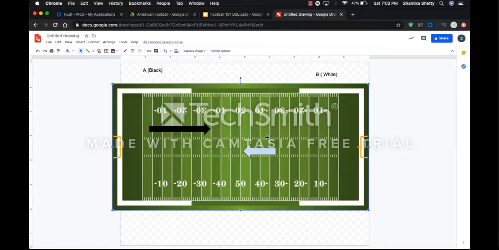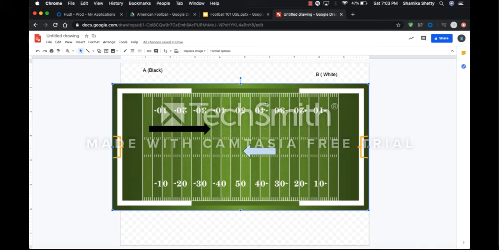They will stand in position. The ball will be here. Behind the center, there will be the quarterback and the other offensive players. In front of this line, you will have the defensive team, team A, standing to grab the ball or not let team B move forward.